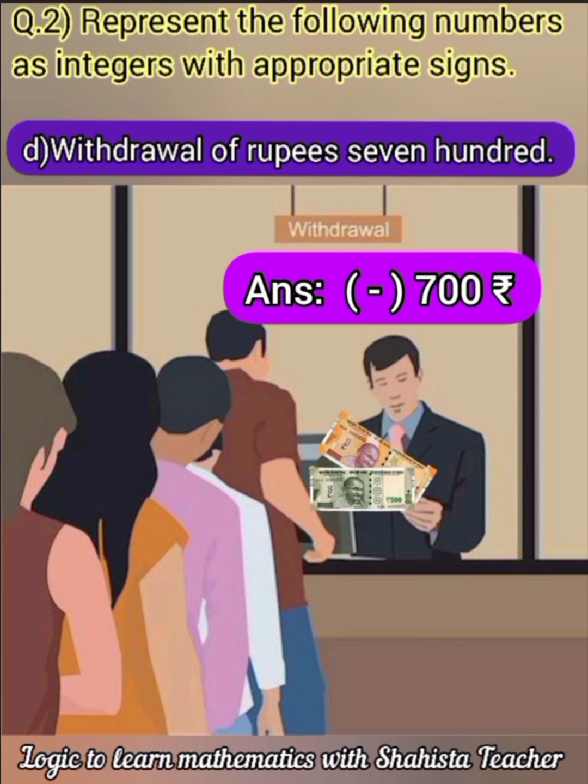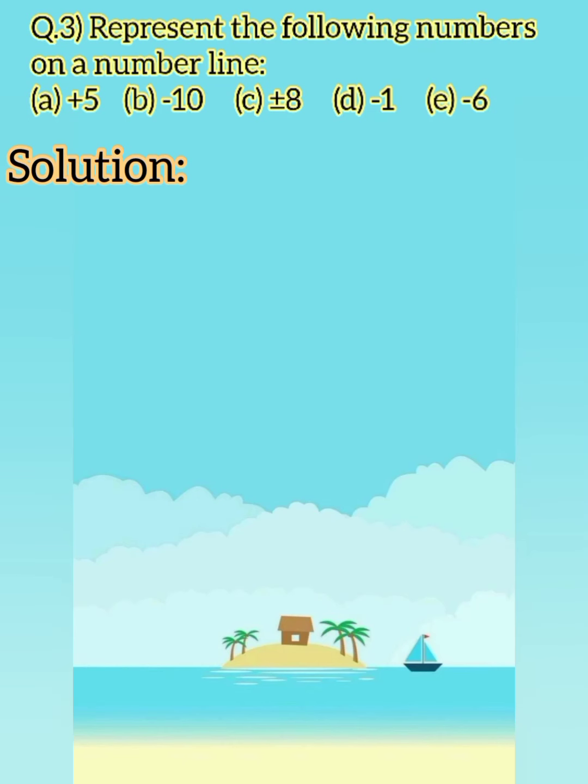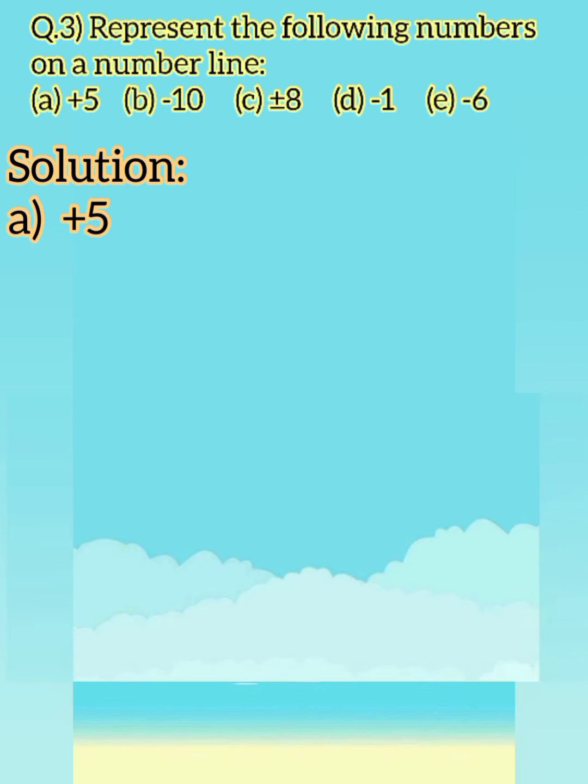Now let's solve another question. Now let's read question number 3. Represent the following numbers on a number line. Plus 5. Here sub-question A is plus 5.